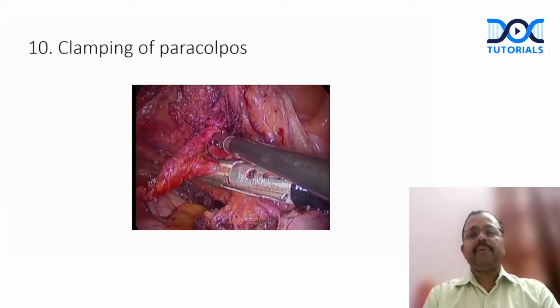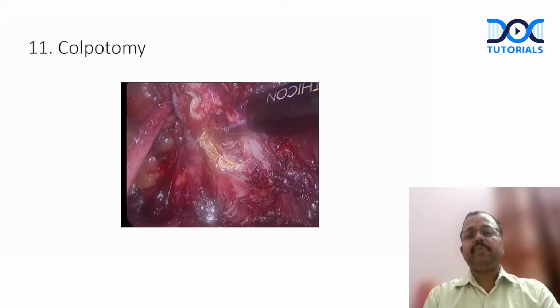Next thing is the clamping of the parametrium. Once you have identified the ureter and divided the uterine vessels, and the ureter is pushed laterally, you will be able to divide the parametrium. And finally, the opening of the vagina, that is a colpotomy, making sure that you give adequate vaginal margins. Usually the upper third of the vagina is given as the margin.